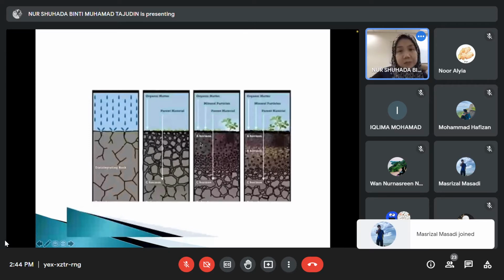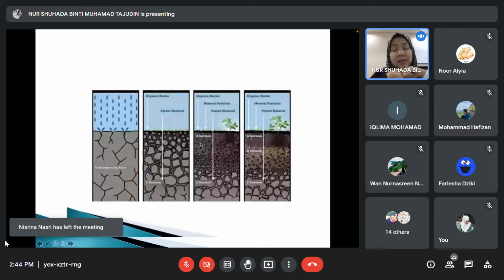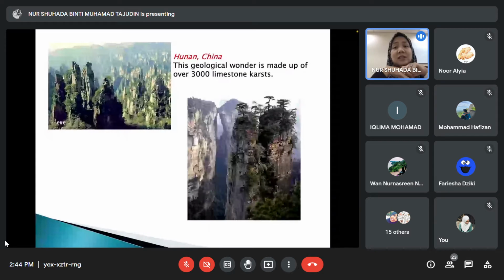If you see here, there are examples that I want to show. There are a few examples showing different types of soil which come from different parent materials. This is in Hunan, China. The geological wonder is made up of over 3,000 limestone karsts. This means that the origin is from limestone. So check again: limestone comes from which parent? You have to check.